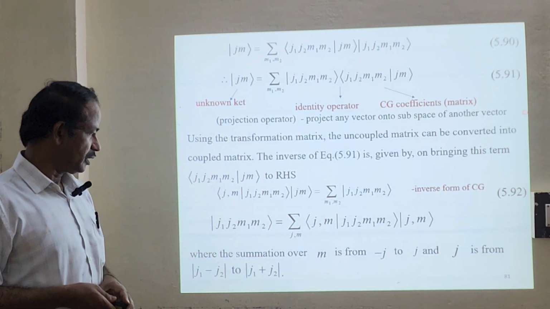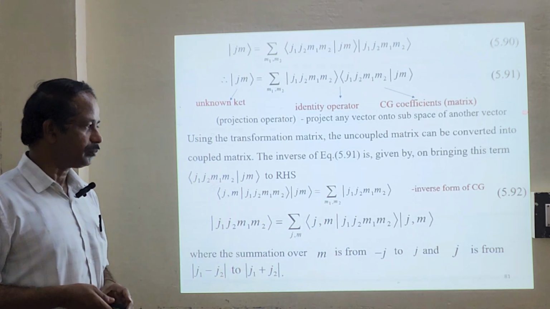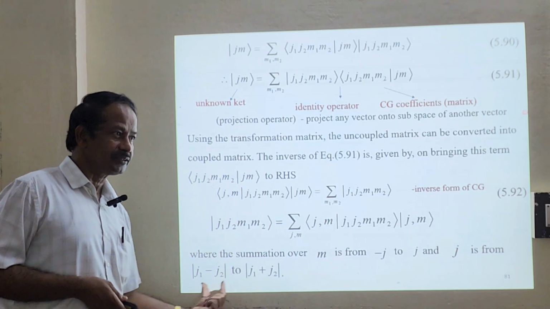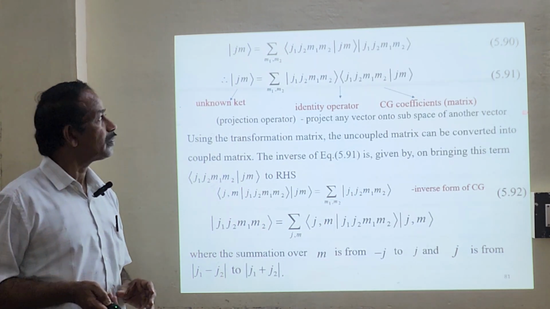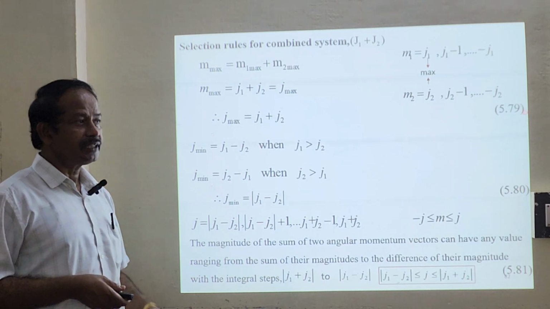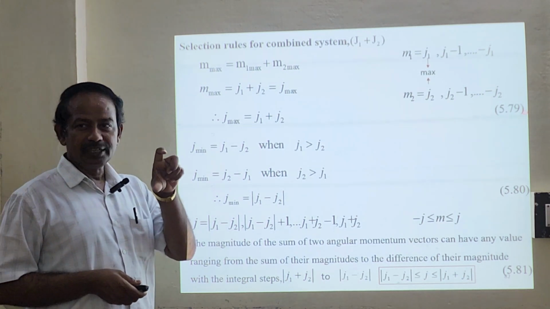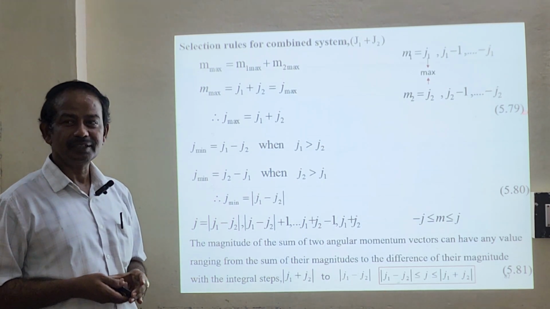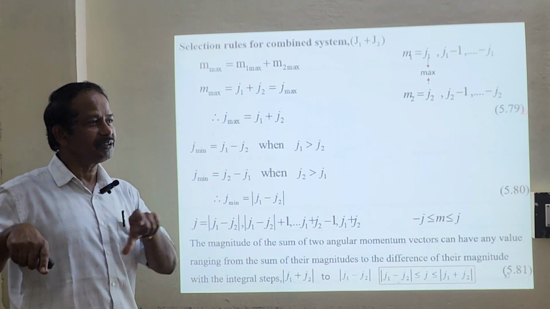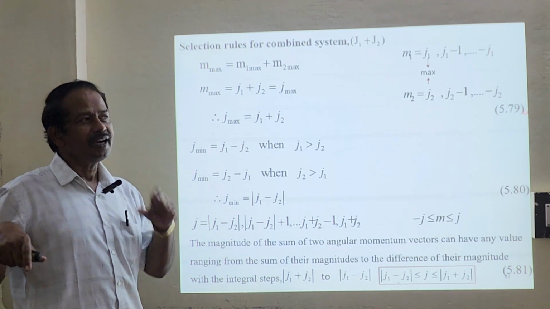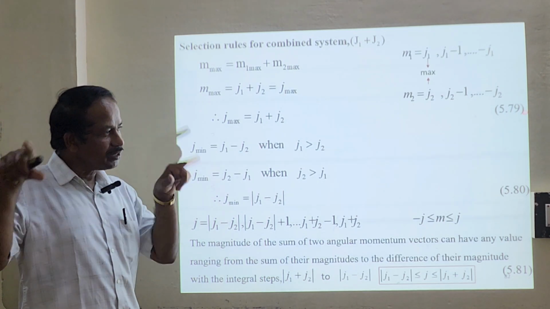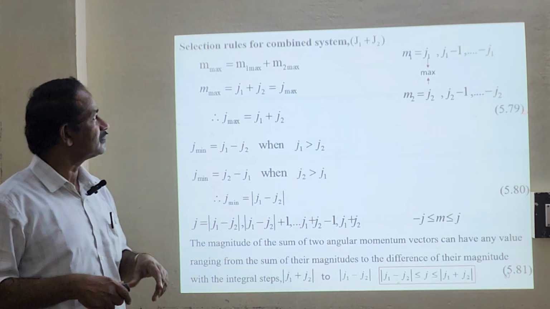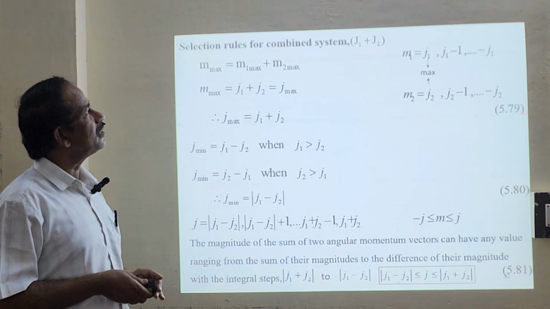See here, again your M goes from minus J to plus J, which is your parallel and anti-parallel. So this will be your parallel and this will be your anti-parallel. Now we have already discussed two selection rules. One is M equals M1 plus M2. The other selection rule is that J lies between the modulus of J1 minus J2 and J1 plus J2, correct? We are going to see these two selection rules.